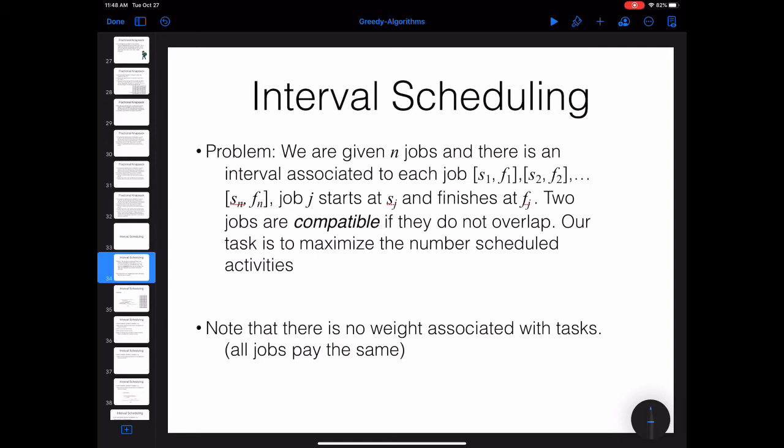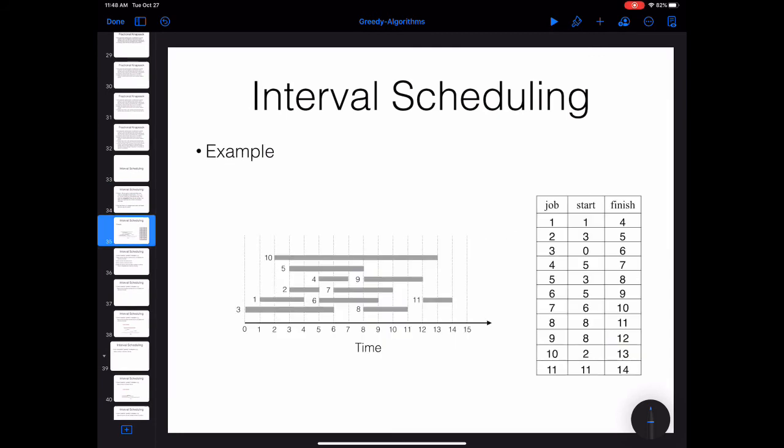And for all of the jobs and activities, there will be some interval that tells me that the job or activity needs to be done starting from S1, for example, to F1, starting from S2 to F2. There is going to be an interval associated to each job. And of course, we want to make sure that in the set of activities or jobs that we choose, there is no conflict between them. All of them should be compatible with each other. So let me give you an example.